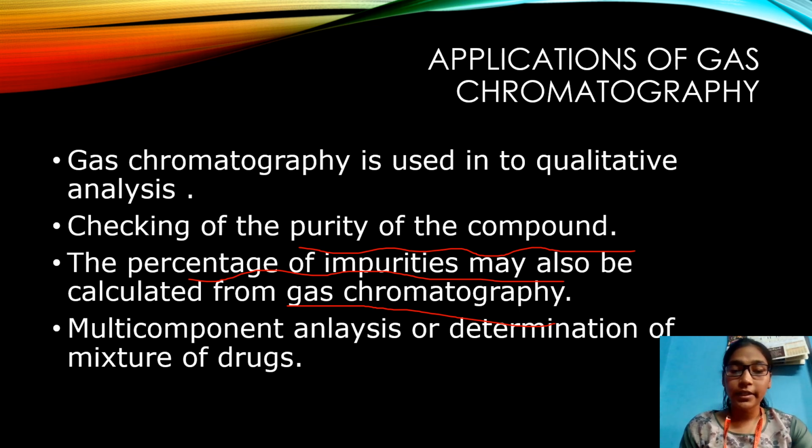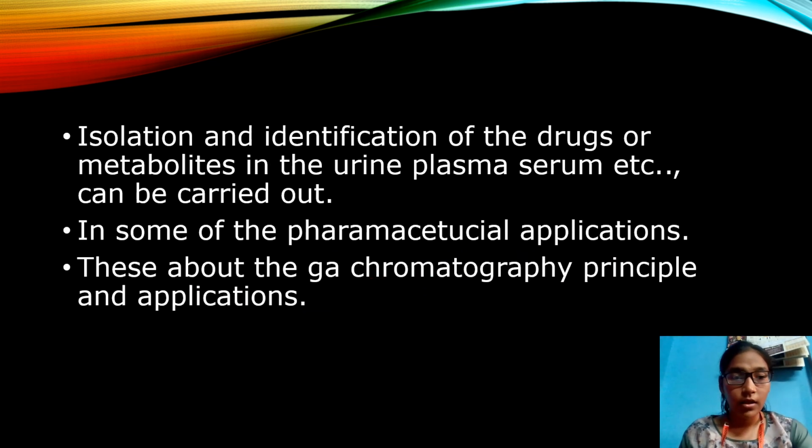Multi-component analysis or determination of a mixture of drugs is also done using gas chromatography. The isolation and identification of drugs or metabolites in urine, plasma, serum, etc. can be carried out. You have to identify which type of drug it is, which type of component it is. We do this identification by gas chromatography.